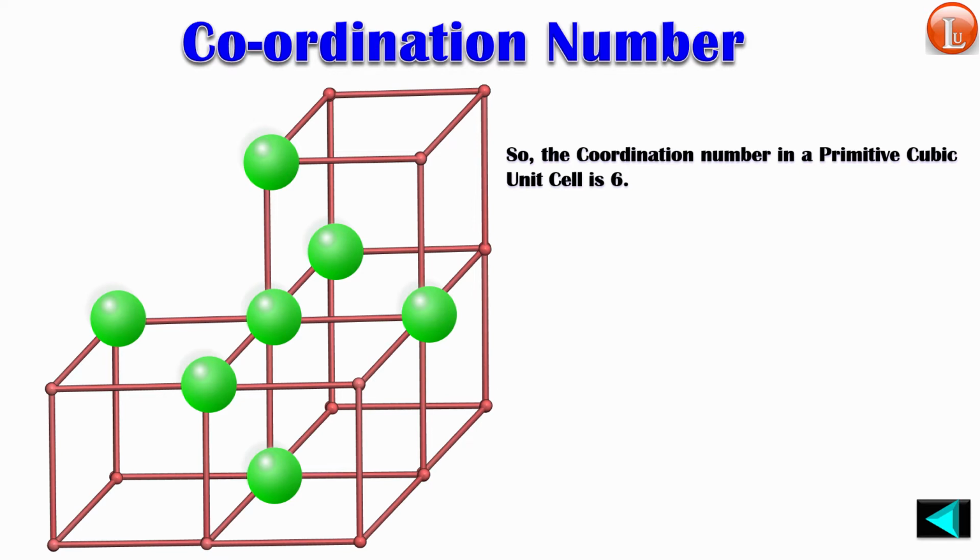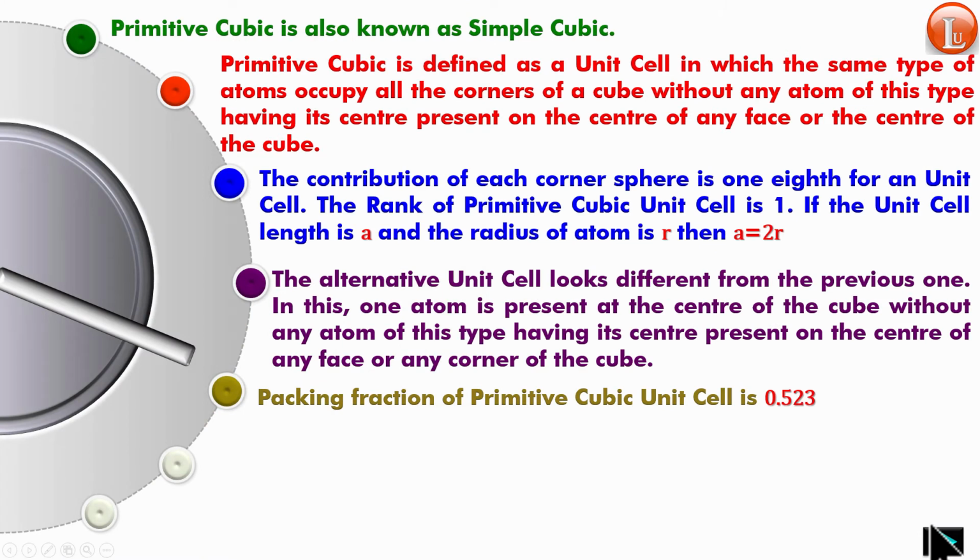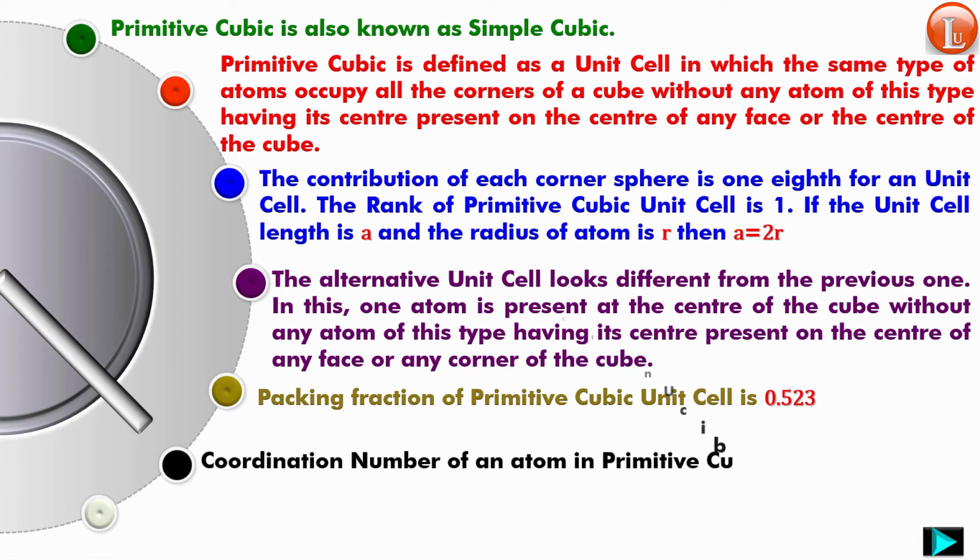Now what we're going to do is go back and check out the master slide and see what it has to say. Well, we've already seen it. The coordination number is 6. And the next part that we're going to look at is density.